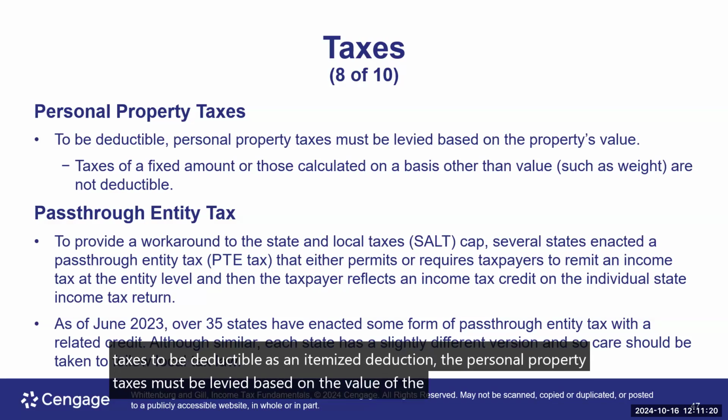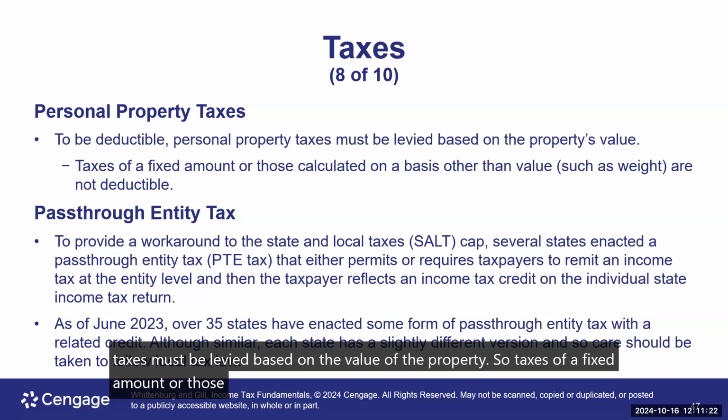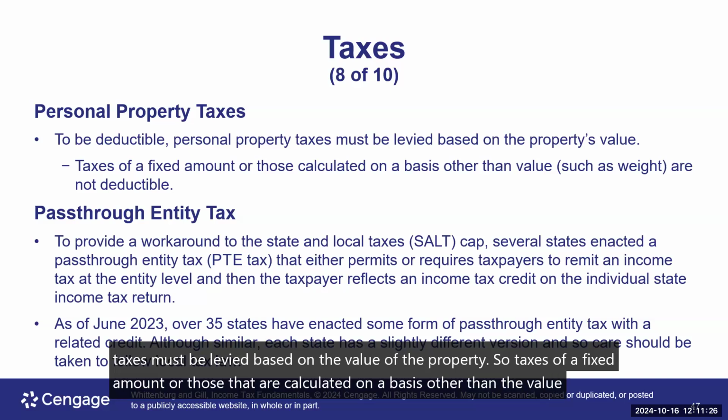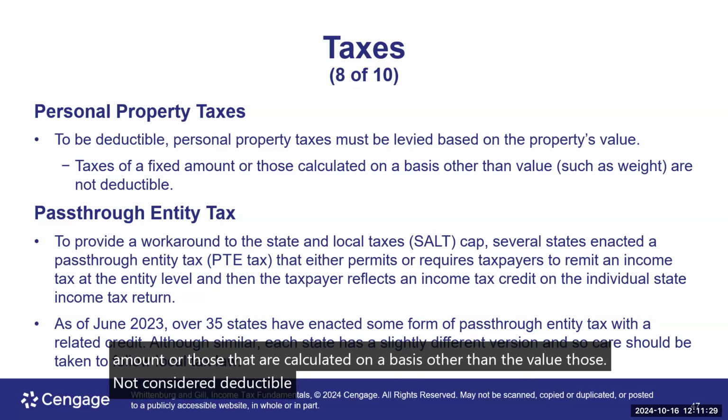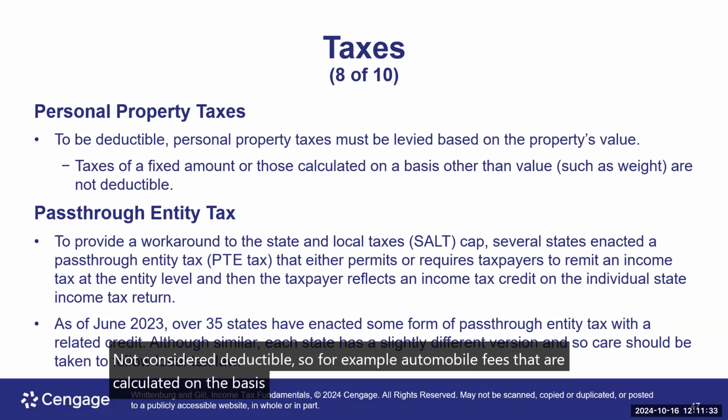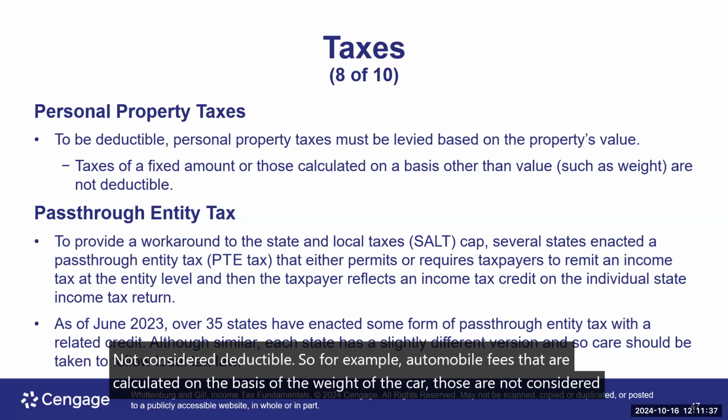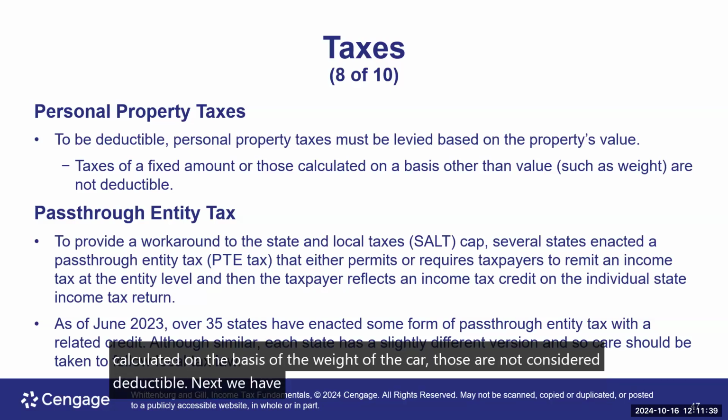So taxes of a fixed amount or those that are calculated on a basis other than the value are not considered deductible. So, for example, automobile fees that are calculated on the basis of the weight of the car are not considered deductible. Next, we have this pass-through entity tax.